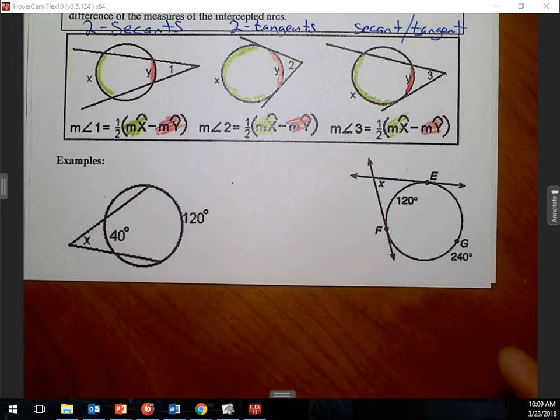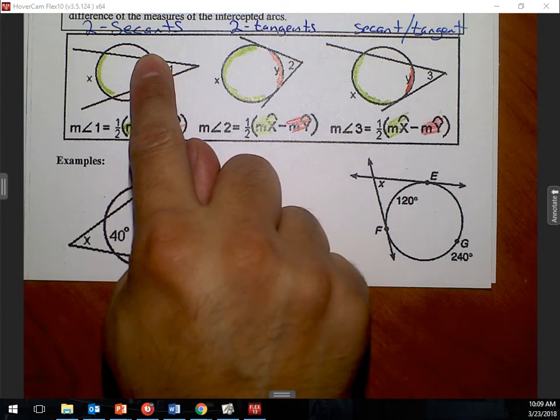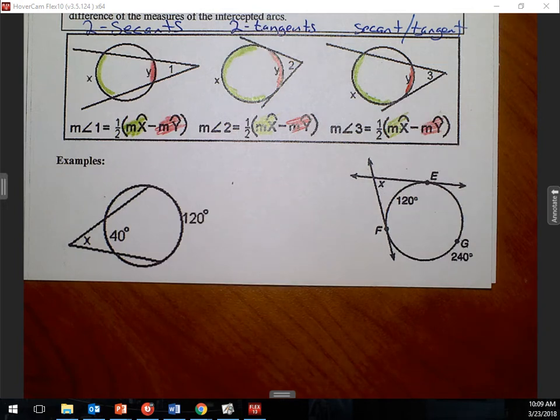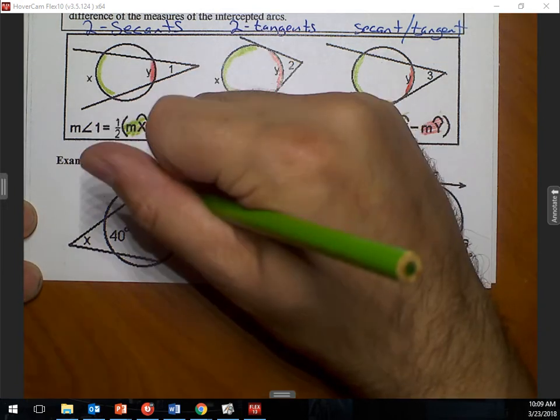My example is what type? Two secants? Class, you guys agree? Okay, so it's going to be a 2 secant. So now let's go ahead and color. So color my arcs.